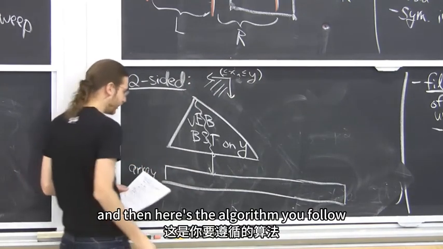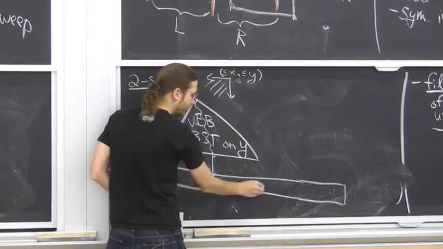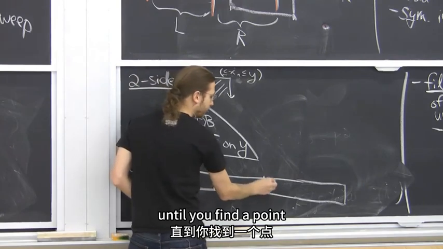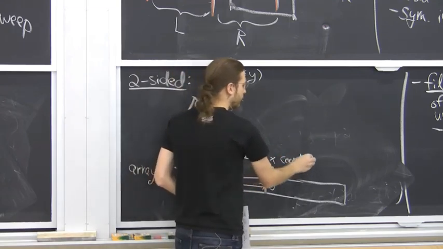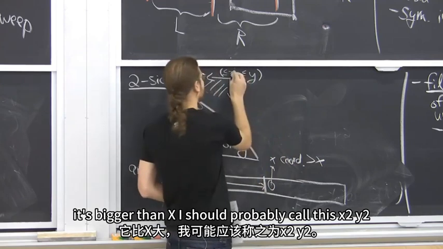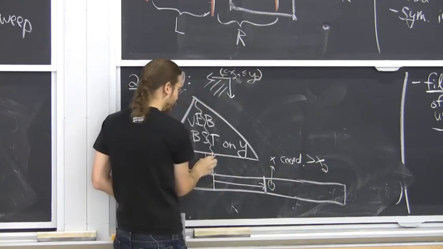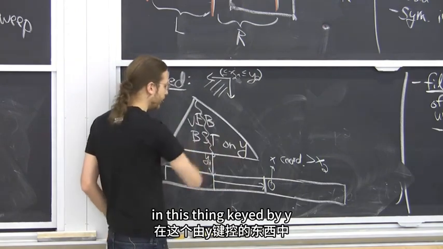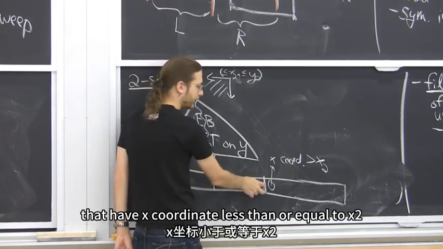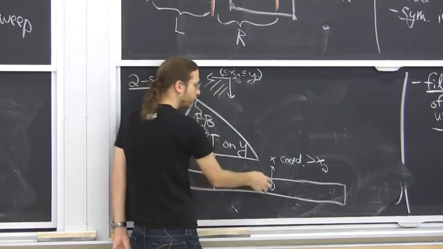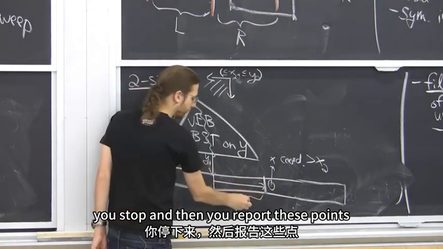And then here's the algorithm you follow. When you follow this pointer, you go here, you walk to the right until you find a point whose x coordinate is too big. It's bigger than x. I should probably call this x2, y2. So first you search for y2 here in this thing keyed by y. Follow the pointer. You look at all the points that have x coordinate less than or equal to x2. Those are the ones you want. Once you find a point whose x coordinate is bigger than x2, you stop. And then you report these points.